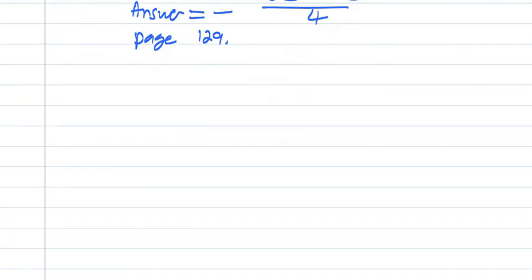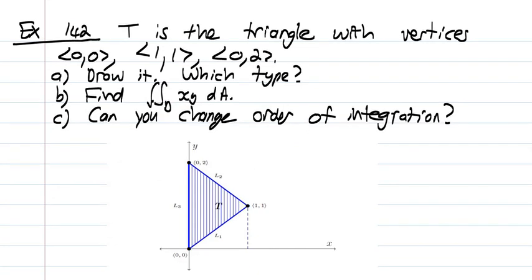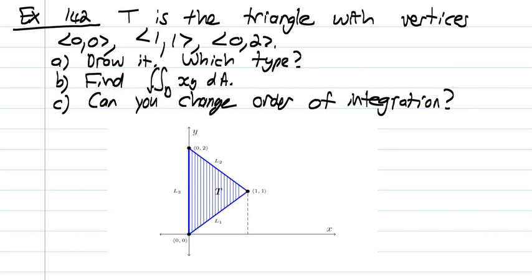Great. Now let's have a look at our second example. In our second example, the region is a triangle. T is the triangle with vertices (0,0), (1,1), (0,2). Draw it. There is the diagram of the region over which we're integrating. And I want to know which type it is. Is it type 1 or is it type 2?